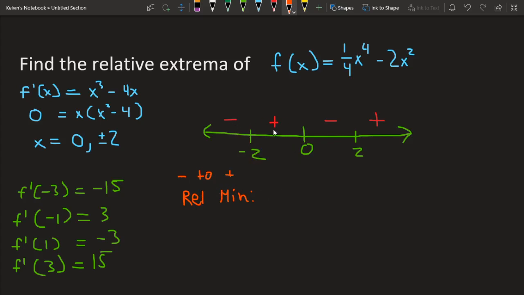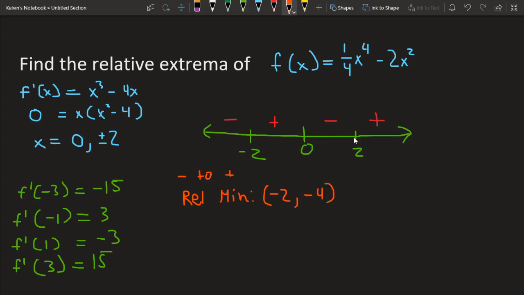-2 is negative to positive, so there's a relative minimum at -2. And +2 is also negative to positive right here. So if we plug this back into f of x, we can get that the relative minimums are at -2, comma, and it'd be f of -2. And in this case, f of -2 would actually be -4. So let's write that in.